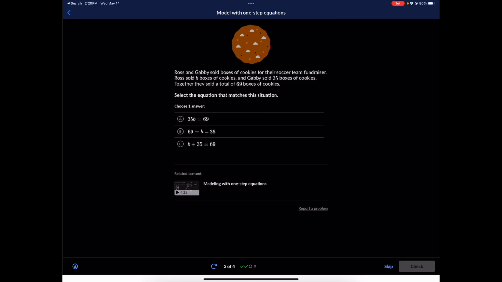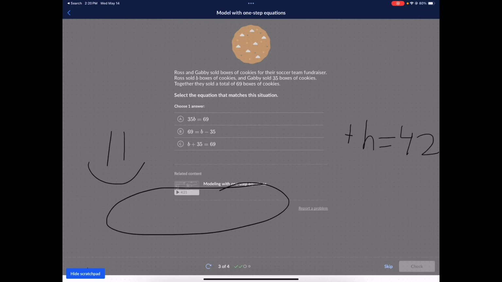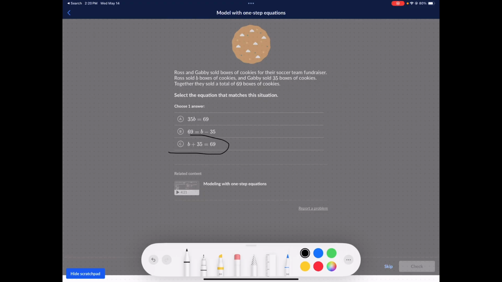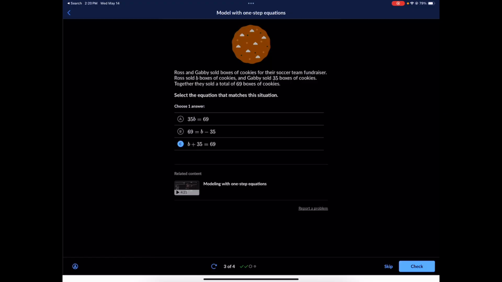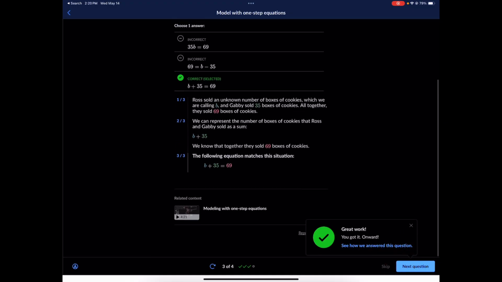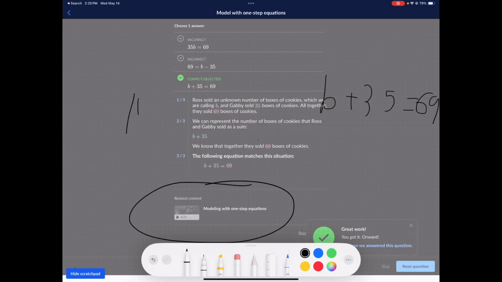Okay, so we want totals. So that means we want addition. And, well, there's only one answer that shows that. But let's just see. We have Ross and Gabby. We're adding them together, and then they get 69, which is literally what C is. So it's C. If you got that right, good job. If you didn't, here's the video, and happy studying.